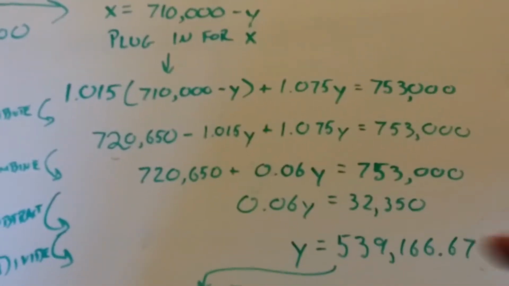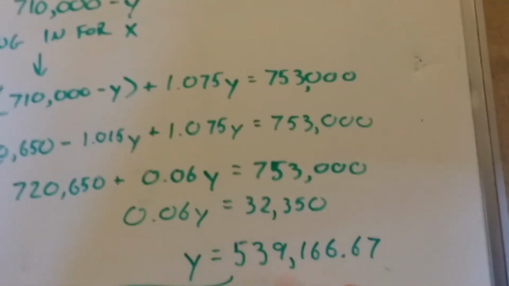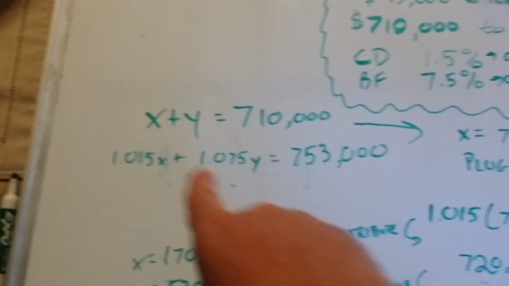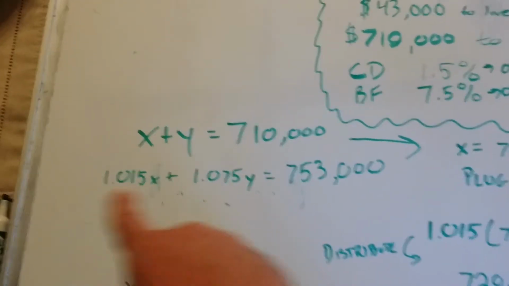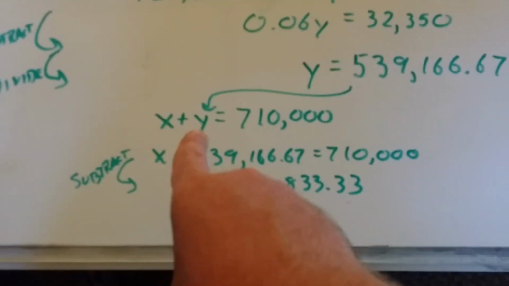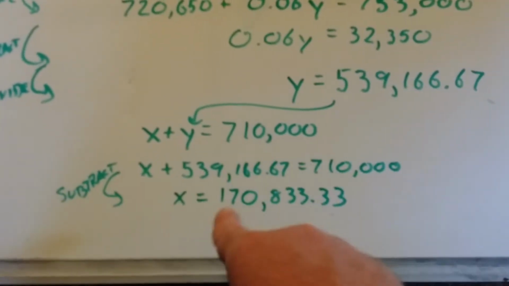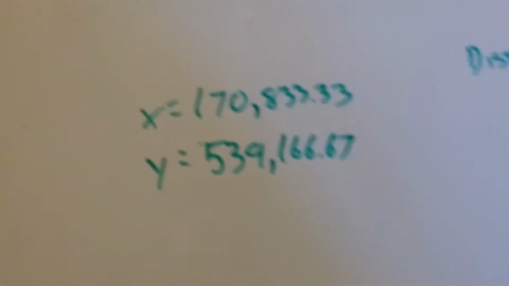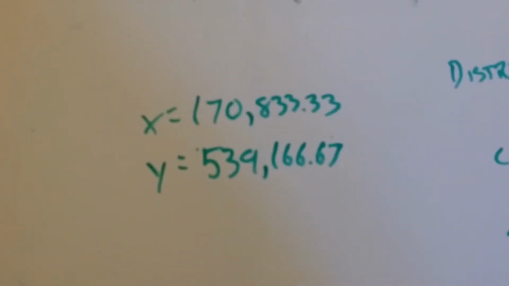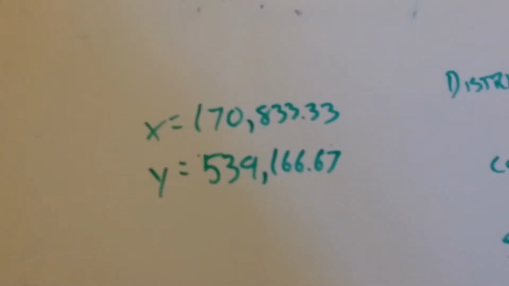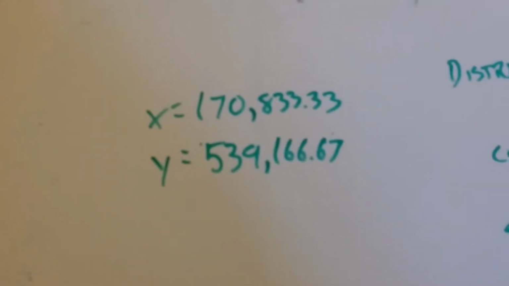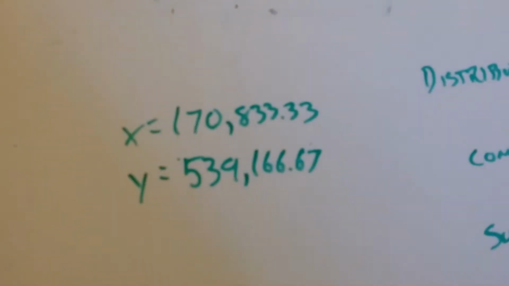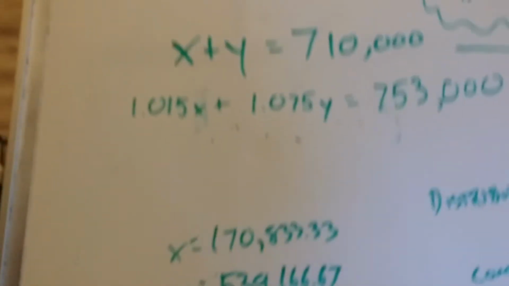And don't worry, like I said, I'll take a picture of this for you as well. Now you have Y. Well, now you can use either one of these, right? I can plug in for Y here, or I can plug in for Y here. Don't do this, right? X plus Y is equal to this amount, okay? So all you have to do is plug that into this amount right here, right? And you'll subtract that amount from both sides, and then what's left over? $170,833.33. Okay, so your final answer is this: that in Fund X you should put in $170,833.33, and in your bond Fund Y you should put $539,166.67.